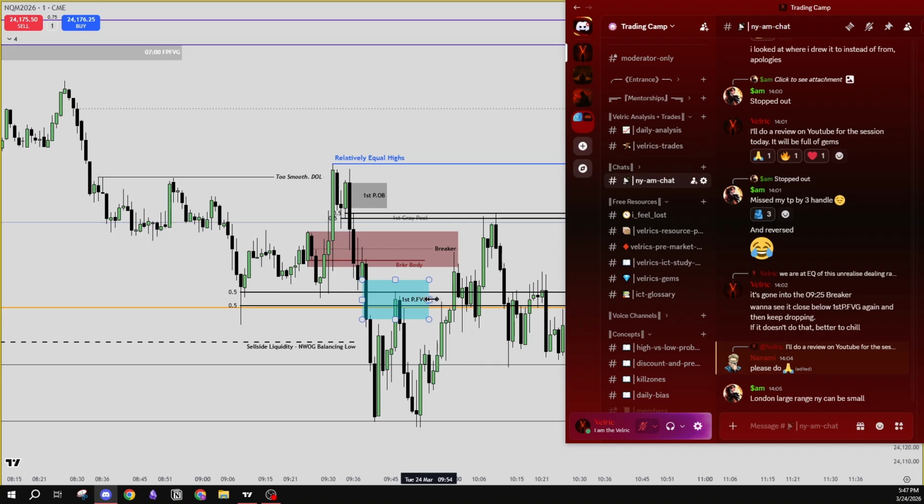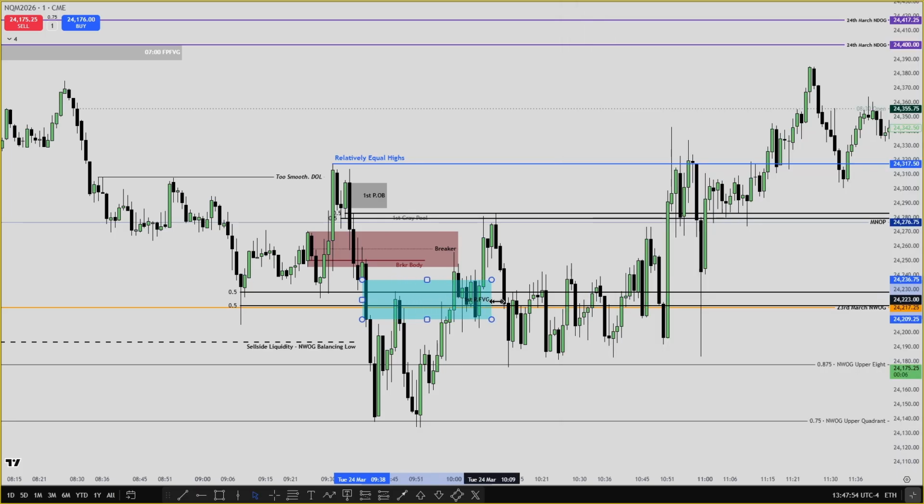What did it do here? So when it traded up into that breaker, at any point did it close below the first presented fair value gap? If I extend this forward, no it did not. Afterward it did, but that was after it had already worked the breaker. I wasn't interested in it then. I wanted that one touch, reject off the breaker body, fail the consequent encroachment, and then close below.